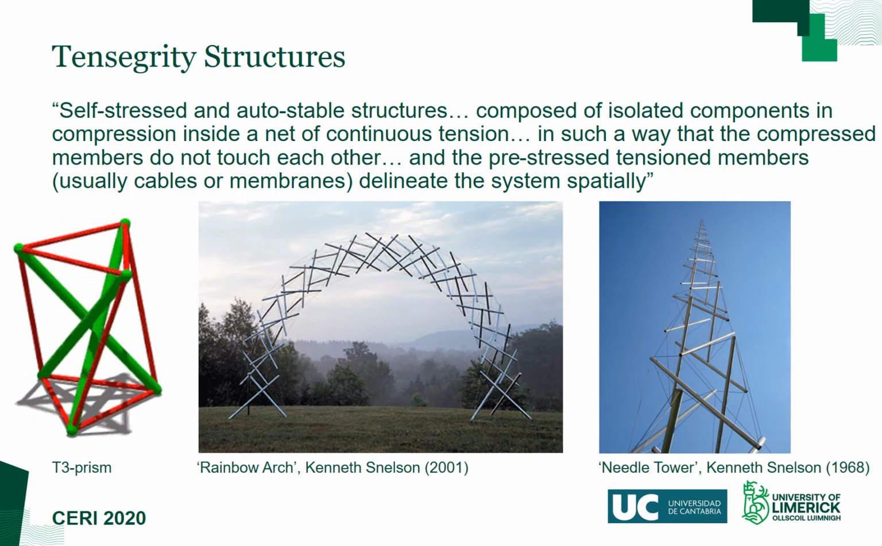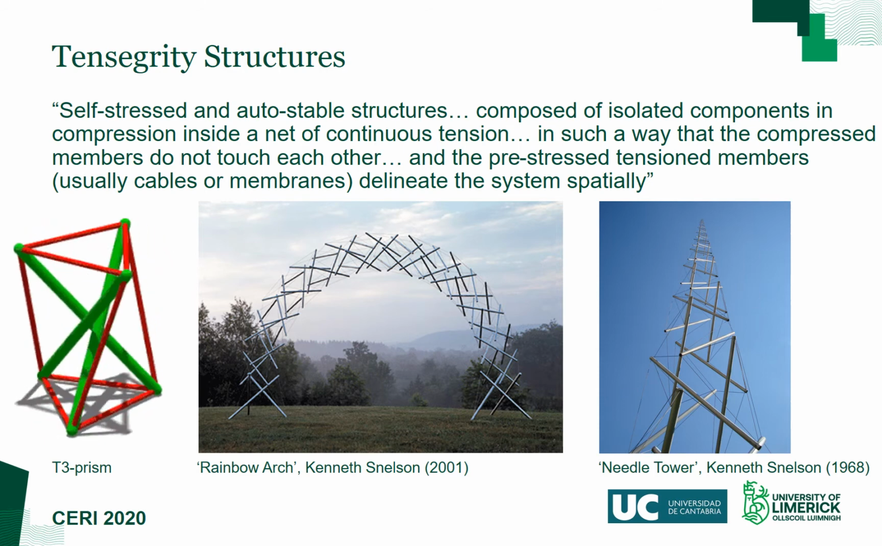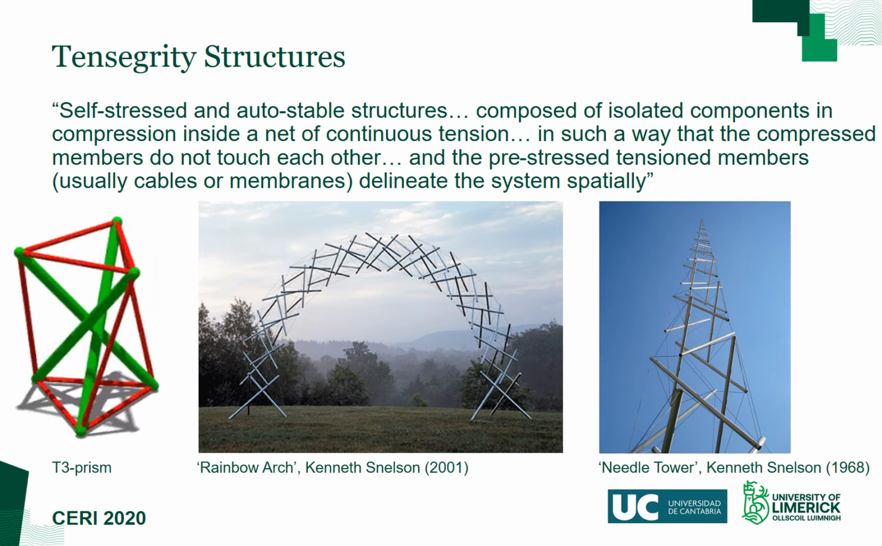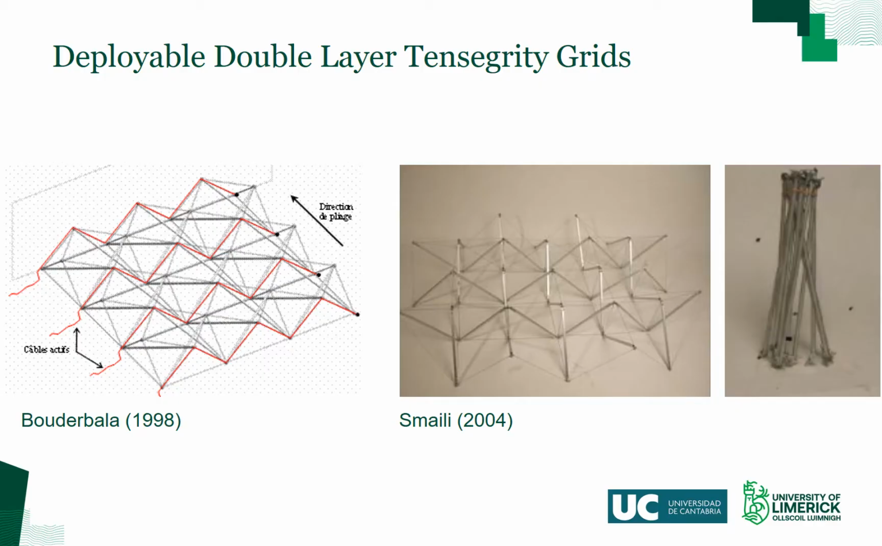Tensegrity is a structural principle based on the use of isolated or continuous pin-jointed components in compression inside a net of continuous tension, as illustrated by the Tensegrity prism here. Although the concept has been studied for many decades, relatively few examples of Tensegrity structures have been used for civil engineering purposes. One of the most iconic, however, is the Kurilpa Bridge in Brisbane, Australia, which exhibits certain Tensegrity structural principles. This paper describes the development and testing of a deployable double-layer Tensegrity grid.